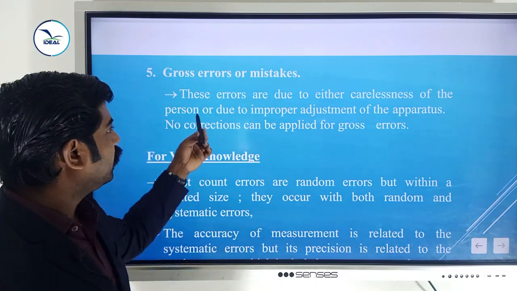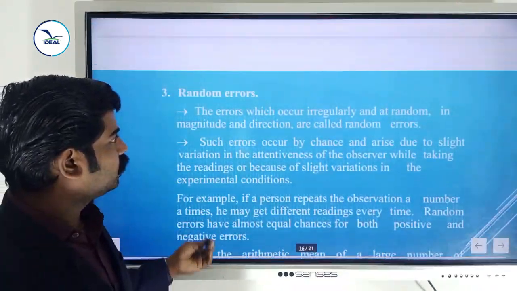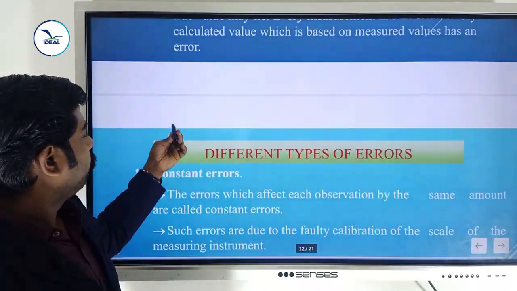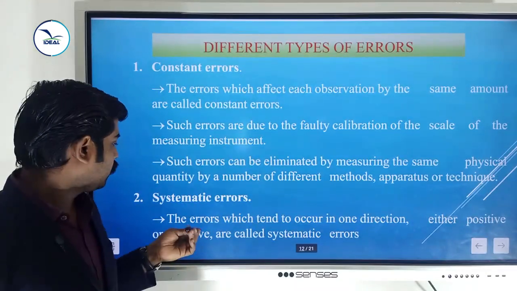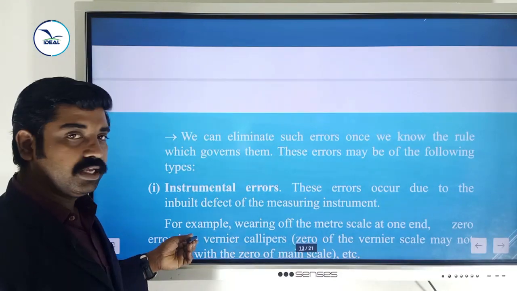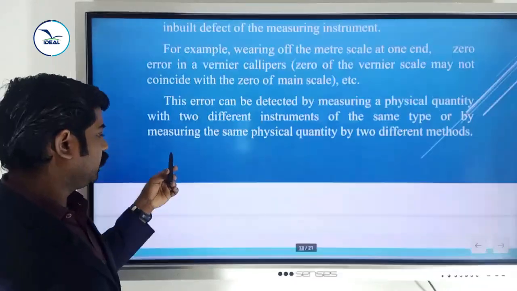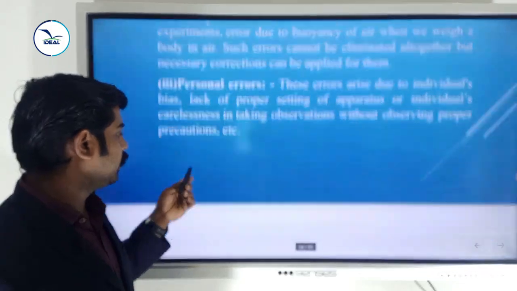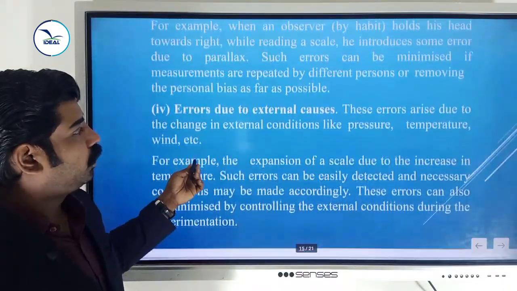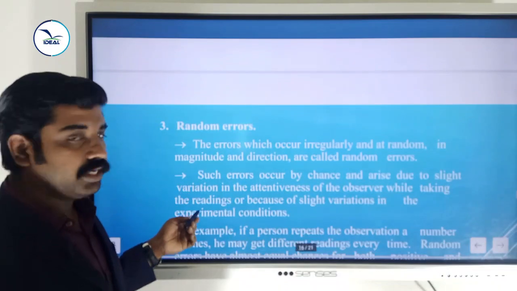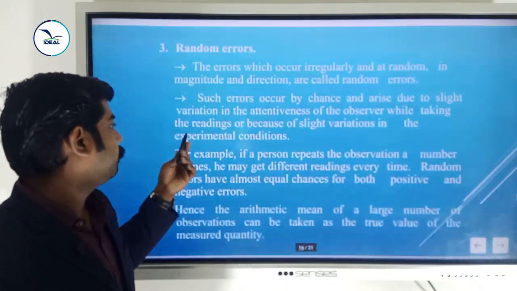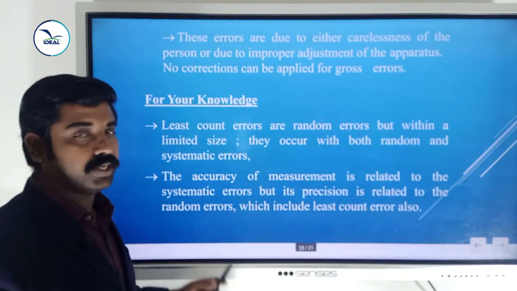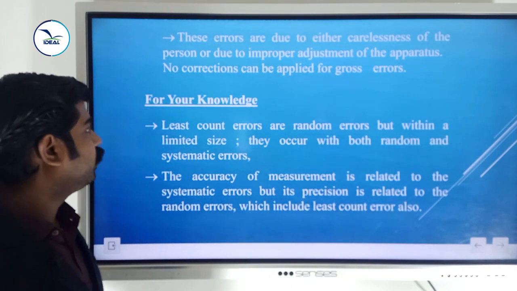Okay, so these are the errors. What is the first one? This one: constant error, systematic error. Systematic error consists of instrument error, imperfection in experimental techniques, personal errors, then error due to external causes, then random error, then least count error, then gross error. These are the different types of errors.